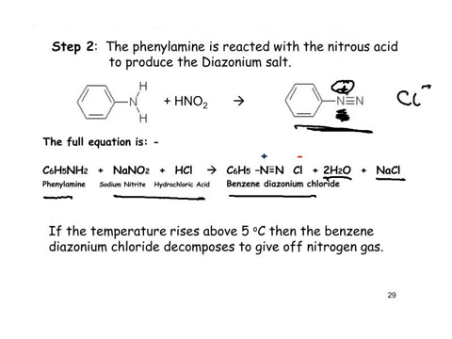So those are the conditions: keeping the temperature low, mixing it with sodium nitrite and hydrochloric acid to generate the nitrous acid. If the temperature rises above 5 degrees C, then the benzene diazonium chloride decomposes to give off nitrogen gas. Now, because this chemical is so reactive, and in particular because it will react with nucleophiles, this is considered a very important chemical in synthesis.